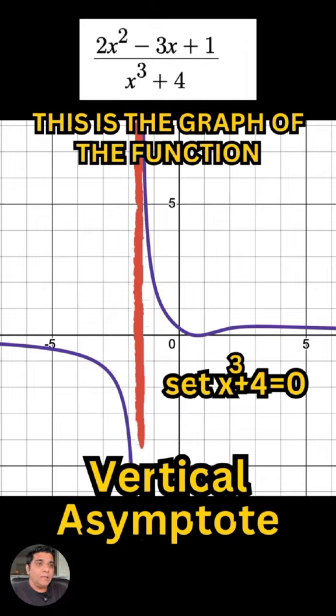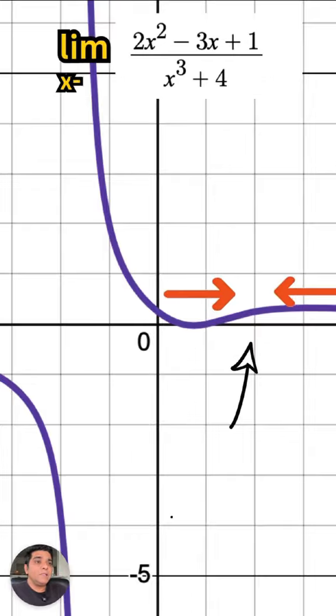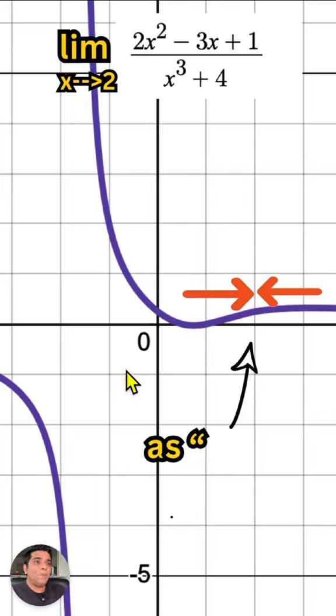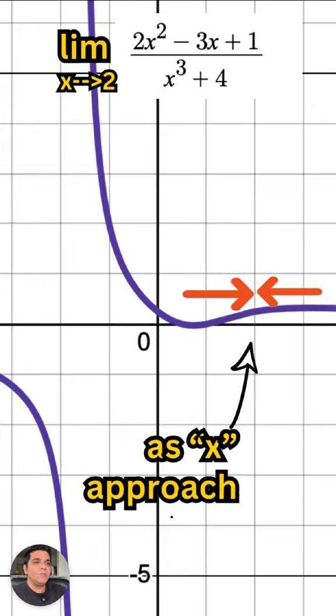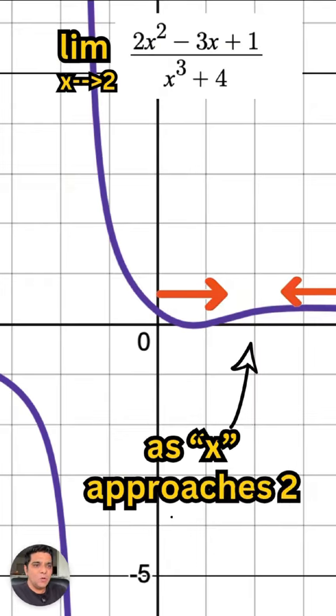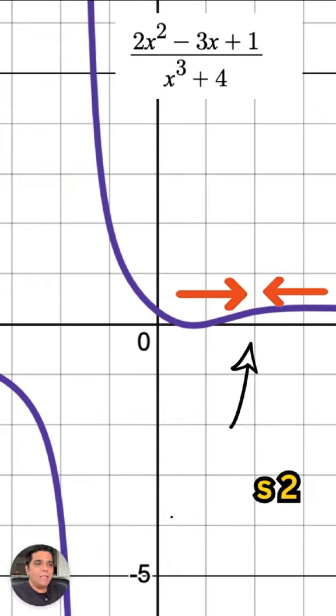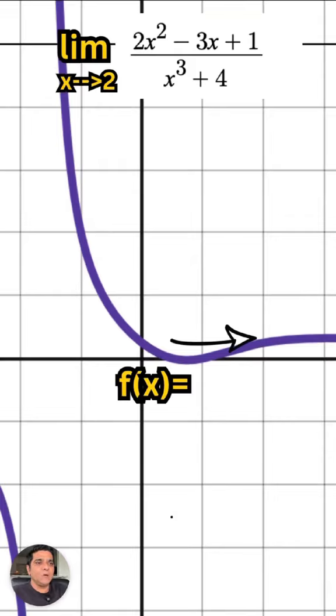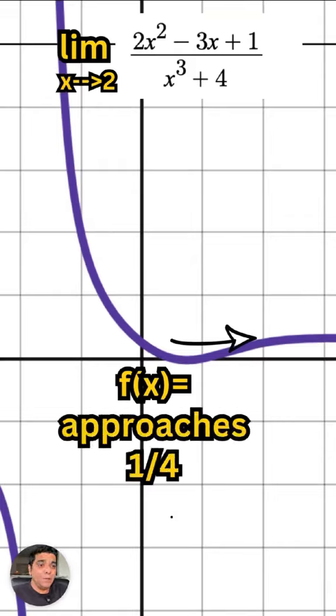Okay, excellent. So now we will see that as we approach 2 on the x-axis as the input, from the negative side and the positive side, the function f of x is approaching a certain value. As x approaches 2, we see that f of x is going to approach, in our particular case, 1/4. So this is 1/4, this is 1, this is 1/4.